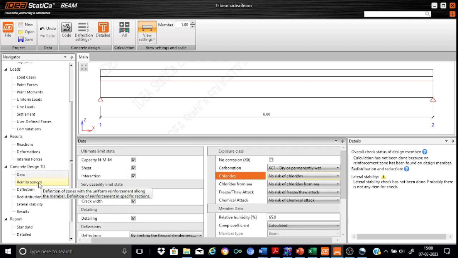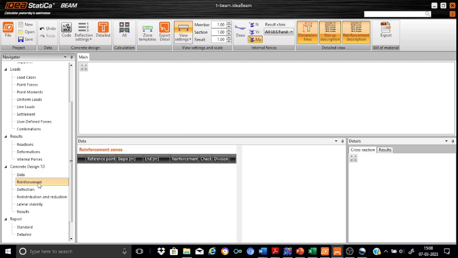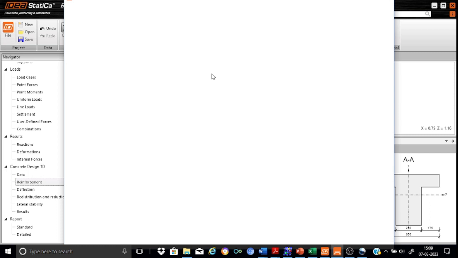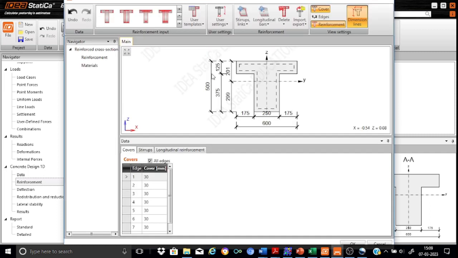Now let's go ahead with another important item, that is prescribing the reinforcement. As you can see, Idea Statica provides two cross sections and we need to provide the details. Suppose I want to change the reinforcement details for AA, just double click it. It gives you a template. Here you can see that 3-4 templates are there, of which I will select the third one, because the third one will permit me to provide multiple layers of reinforcement. I'll just double click it.